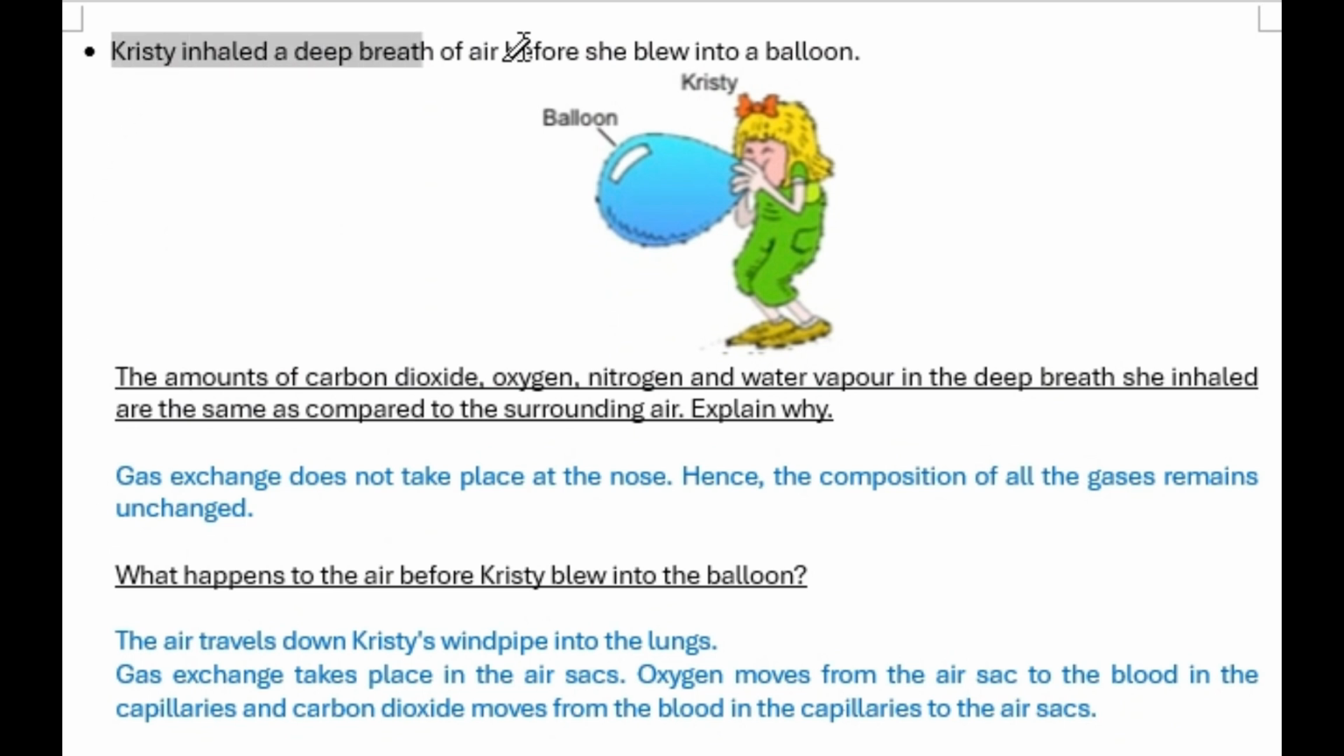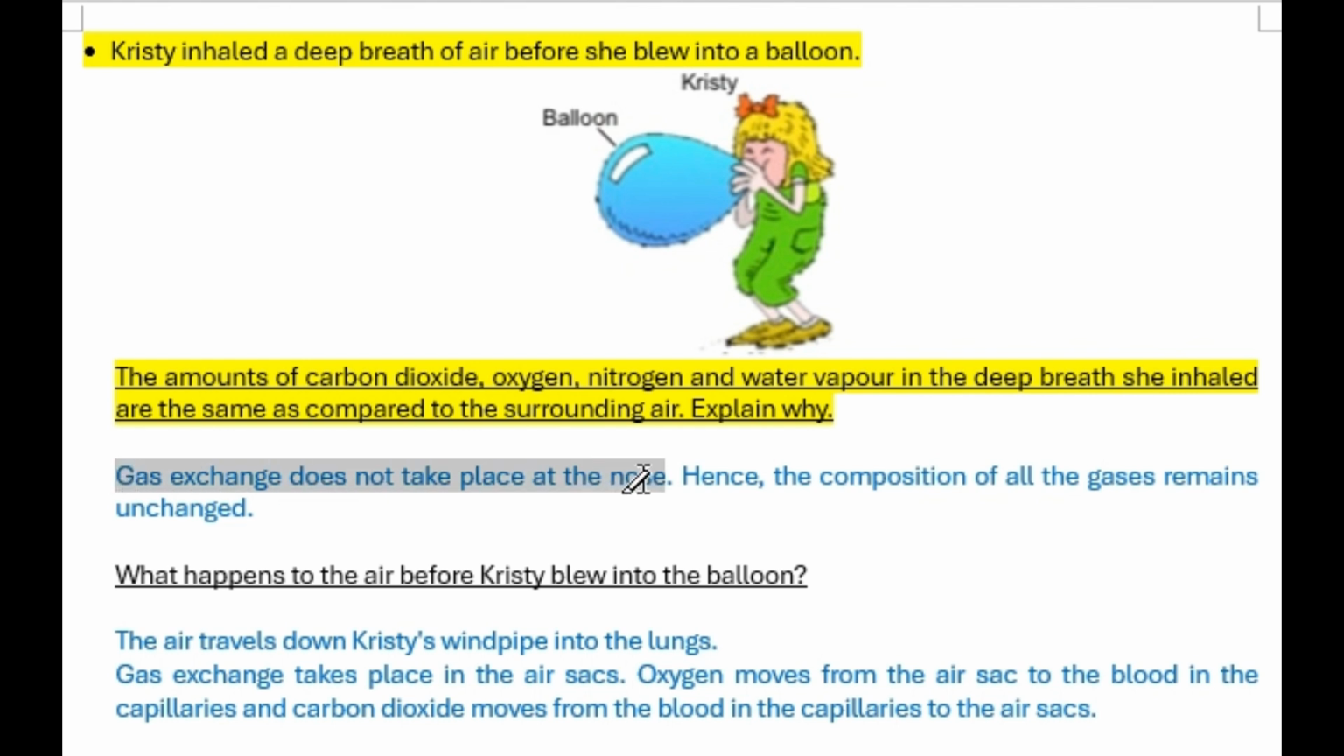Christy inhaled a deep breath of air before she blew into a balloon. The amounts of carbon dioxide, oxygen, nitrogen and water vapor in the deep breath she inhaled are the same as compared to the surrounding air. Explain why. Gas exchange does not take place at the nose. Hence, the composition of all the gases remains unchanged.